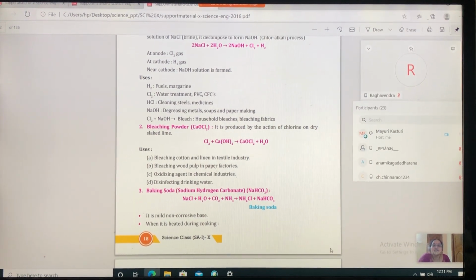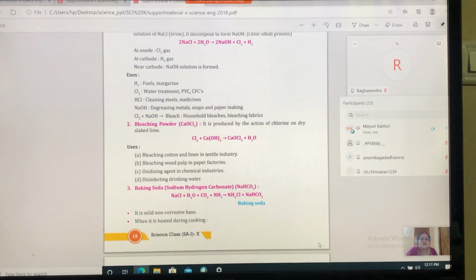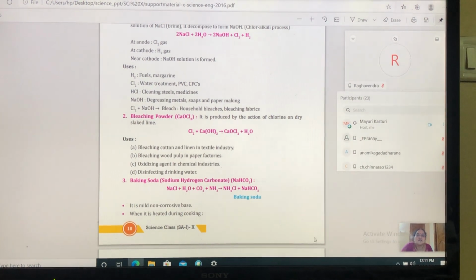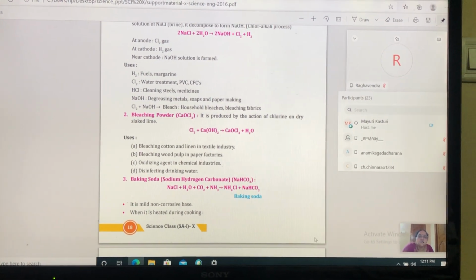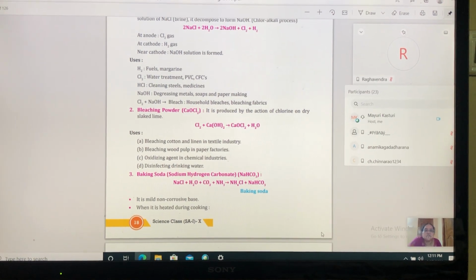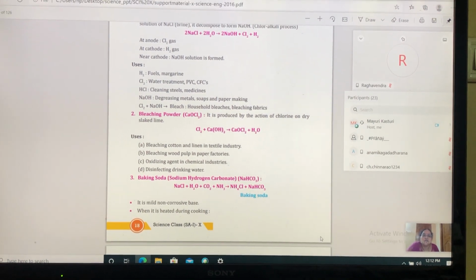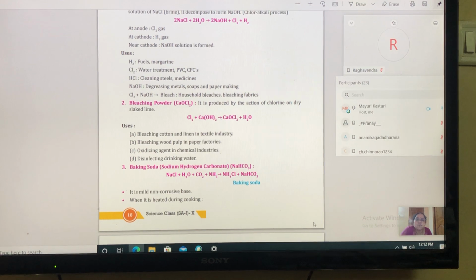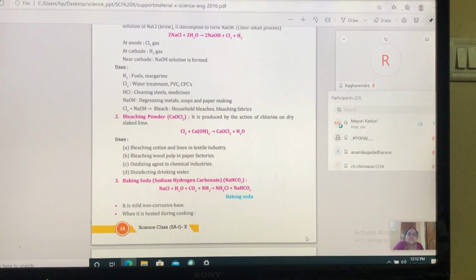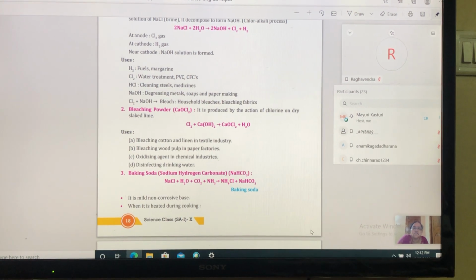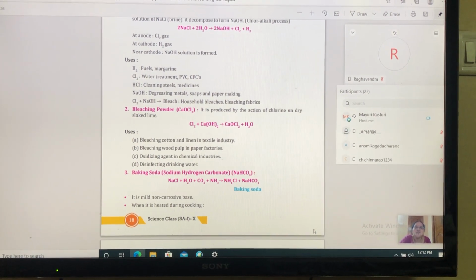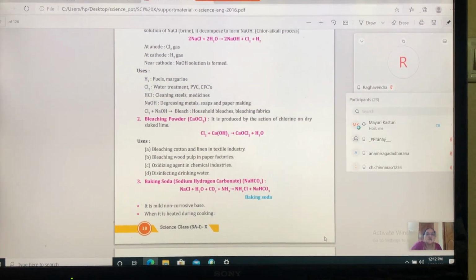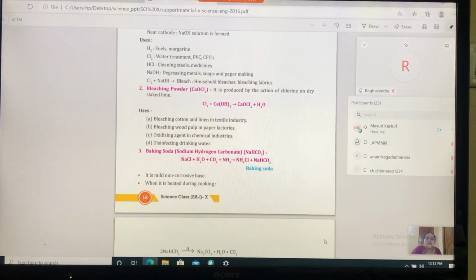Third one, baking soda, that is sodium hydrogen carbonate, NaHCO3, sodium bicarbonate. Now how is it prepared? Sodium chloride is used as a raw material, plus water, plus carbon dioxide, plus ammonia, NH3. When you add ammonia, you get ammonium chloride plus sodium hydrogen carbonate or sodium bicarbonate, common name baking soda.